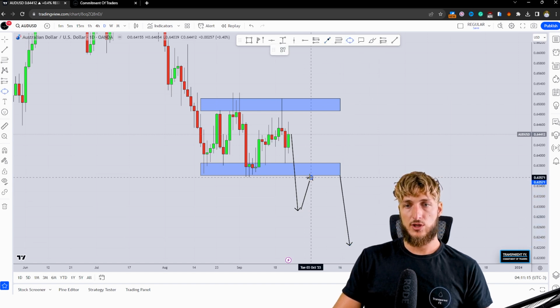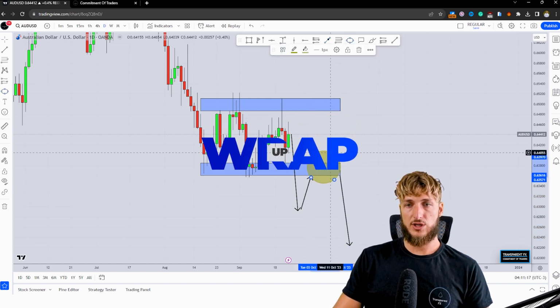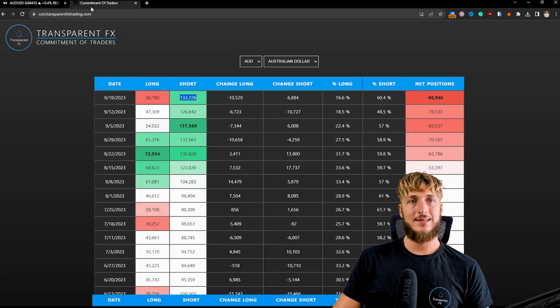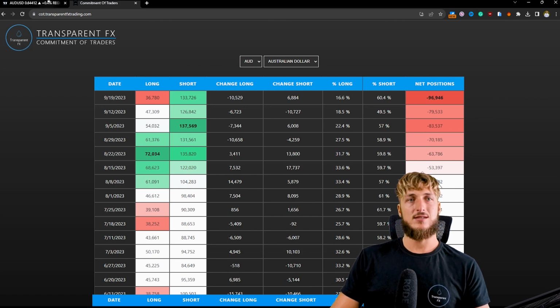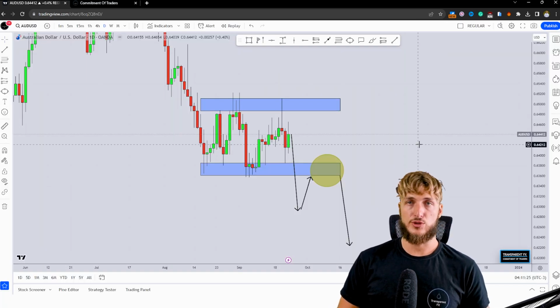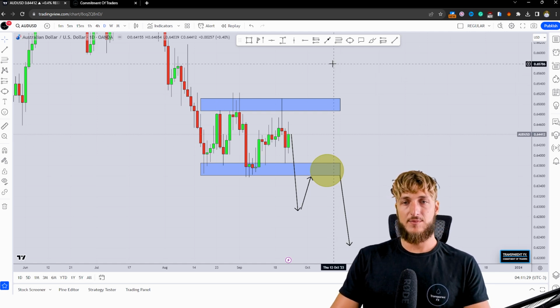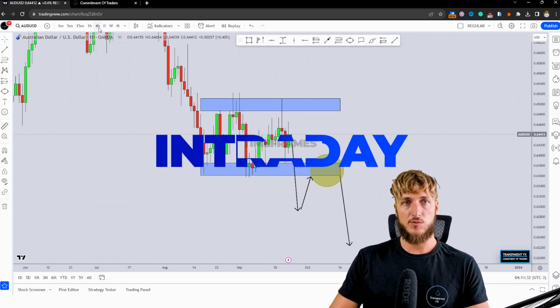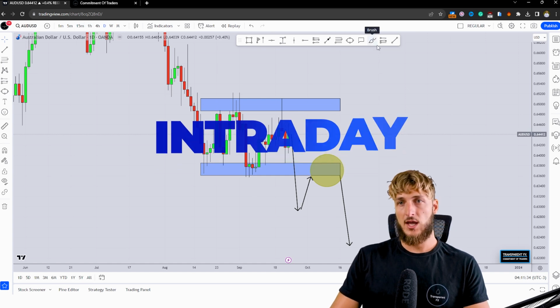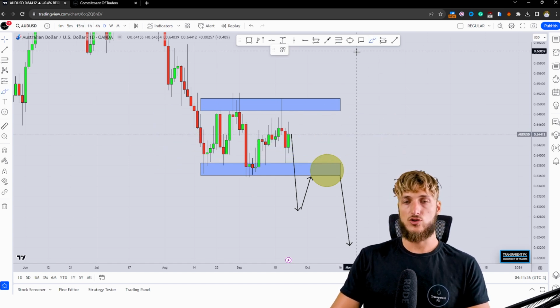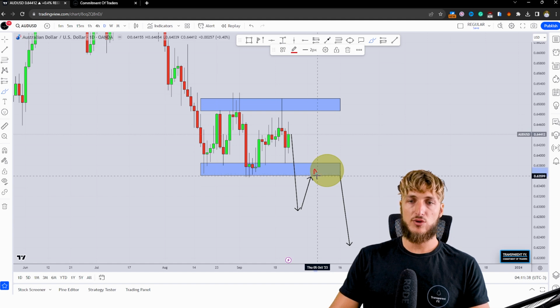Now, as usual, trading is reactive and not predictive. The monthly, weekly, and daily time frames combined with the COT data, those are the best time frames from a directional perspective. However, when it comes to confirmations and entries, the best time frames are the intraday time frames, so 4 hour and lower.